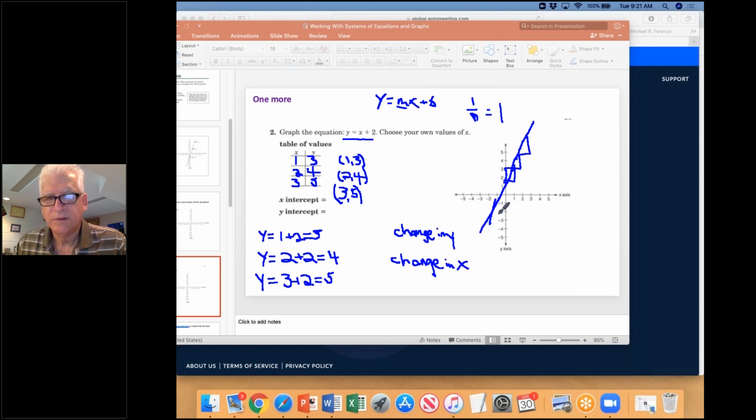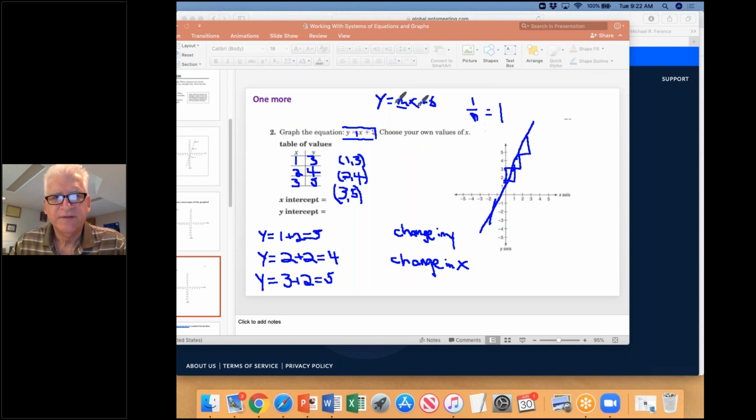Which is 1. So you can also determine the slope just simply from this equation right here. Because this equation is y equals x plus 2, and since there's no number in front of x, the number is 1. So if you look at this equation, y equals mx plus b, the slope is m. So just from this equation, you can see that there's a 1 there, because 1x is the same as x. The slope of that line is 1, positive 1.